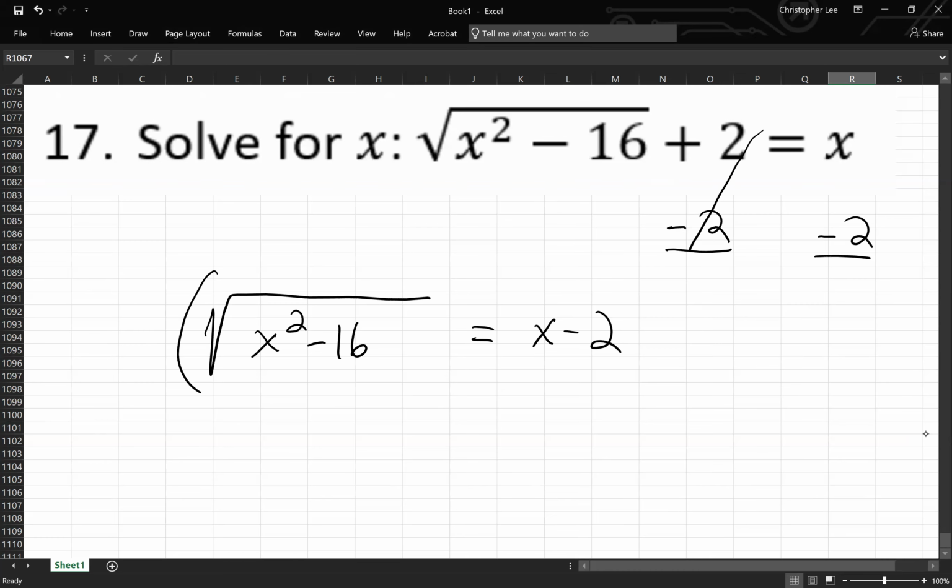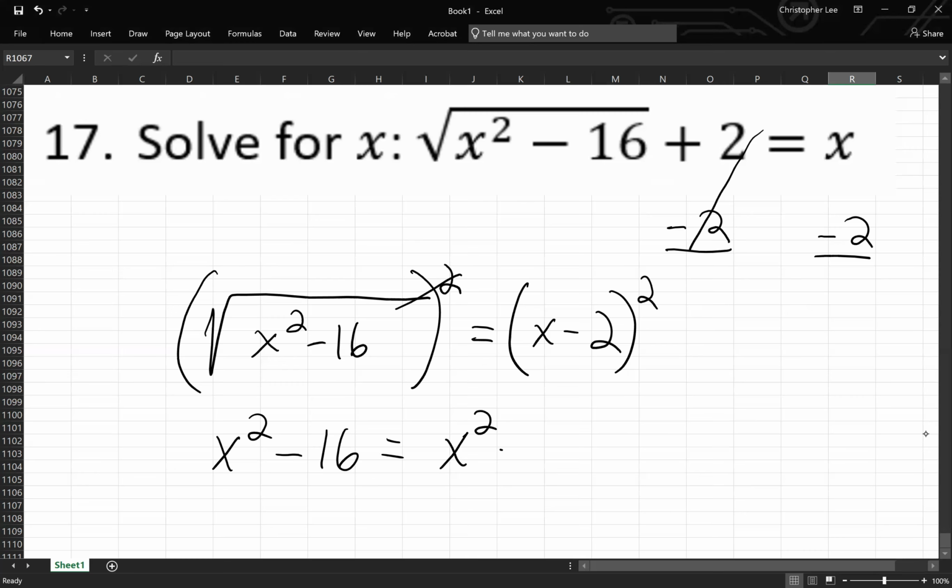Square both sides, right? This is how I get rid of the square root. What I do to one side, I gotta do to the other. So now I have what? x squared minus 16 equals, what's this? x squared minus 4x plus 4, right?